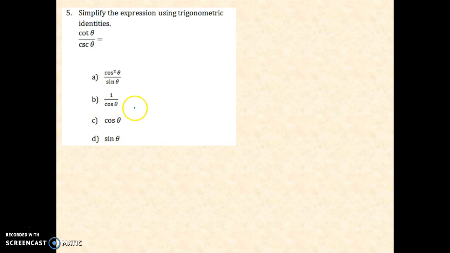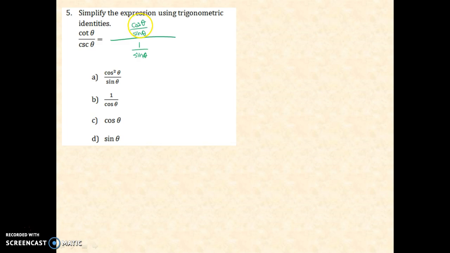All right, number 5. Let's simplify this expression using trigonometric identities. So for this one, I think we can get away with just using the reciprocal identities, right? Basically the definition of cotangent and cosecant. So cotangent is the reciprocal of tangent. So that would be cosine theta over sine theta. And cosecant is the reciprocal of sine. So 1 over sine theta.